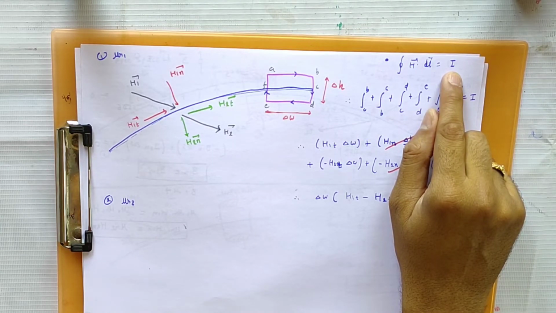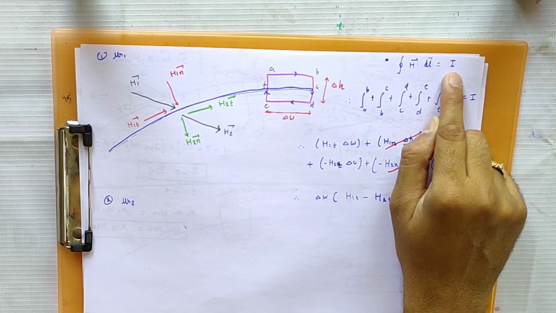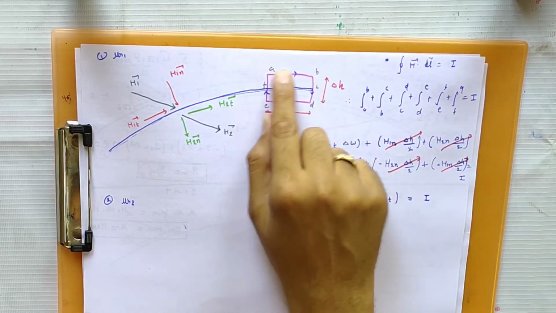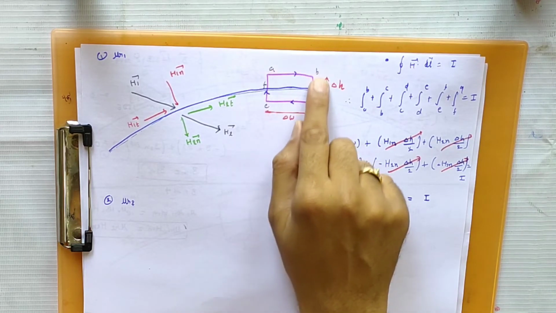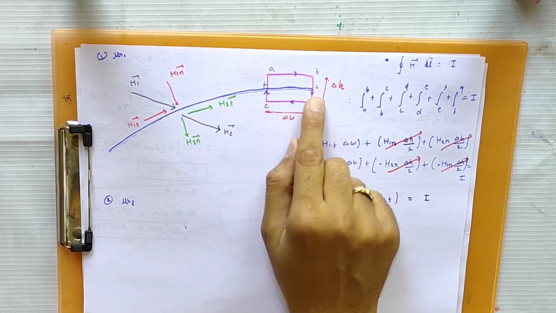So we have to choose one Amperian path, which we have already discussed in our lecture. What is Ampere's circuit law? What is an Amperian path? How to choose an Amperian path? Your Amperian path must be a closed path. It may be of any shape, either a circle, square, or triangle, but the condition is that your path must be a closed path. So this loop we can consider as one type of Amperian path.